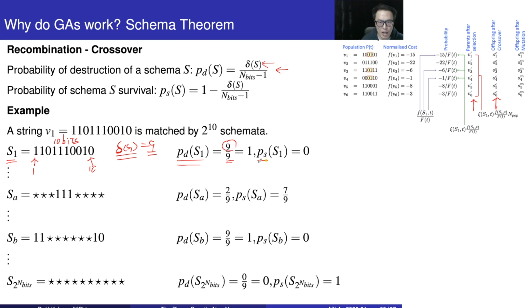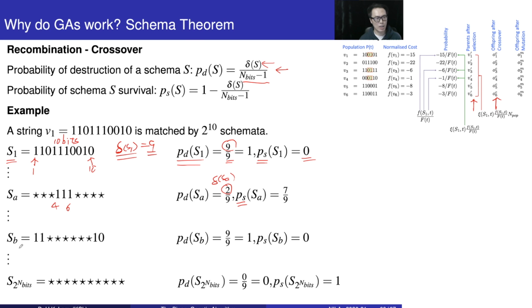And then the probability of survival, this PS1, is 1 minus the probability of destruction, that is the survival probability, that is 0. Now when we consider this one, SA, 1, 2, 3, 4, this is the 4th position, 5, 6. So 6 minus 2, that is this delta. So delta SA, that is 2. Again, the number of bits minus 1, that is l. So probability of destruction, that is 2 over l, and then probability of survival, that is 7 over l. It means that it has a higher chance of survival than destruction.